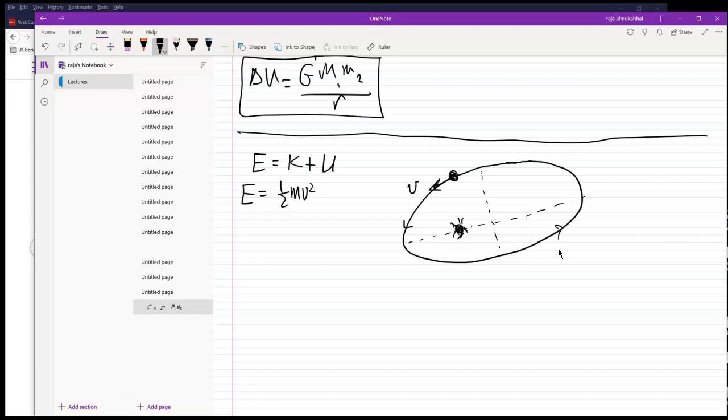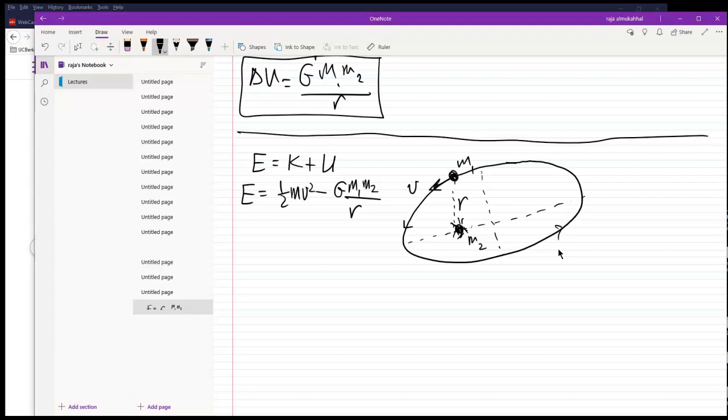But then you have U, which is G m1 m2 over r. What are m1 and m2? Well, it's the Earth and the Sun. So if the Sun is m2, the Earth is m1, and the distance between them at this moment is r, which is this r right here. And you will get the gravitational potential energy. However, we must put a minus sign there if it's a bound orbit, which it is.